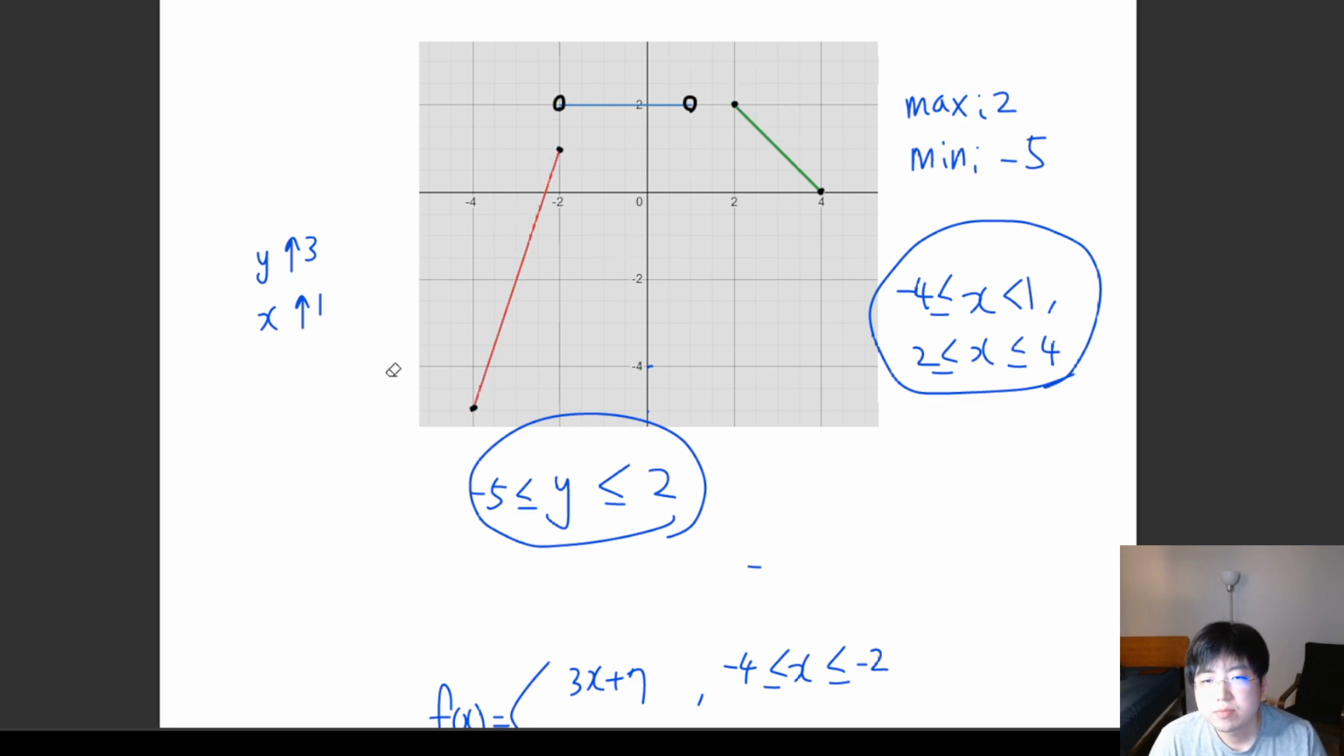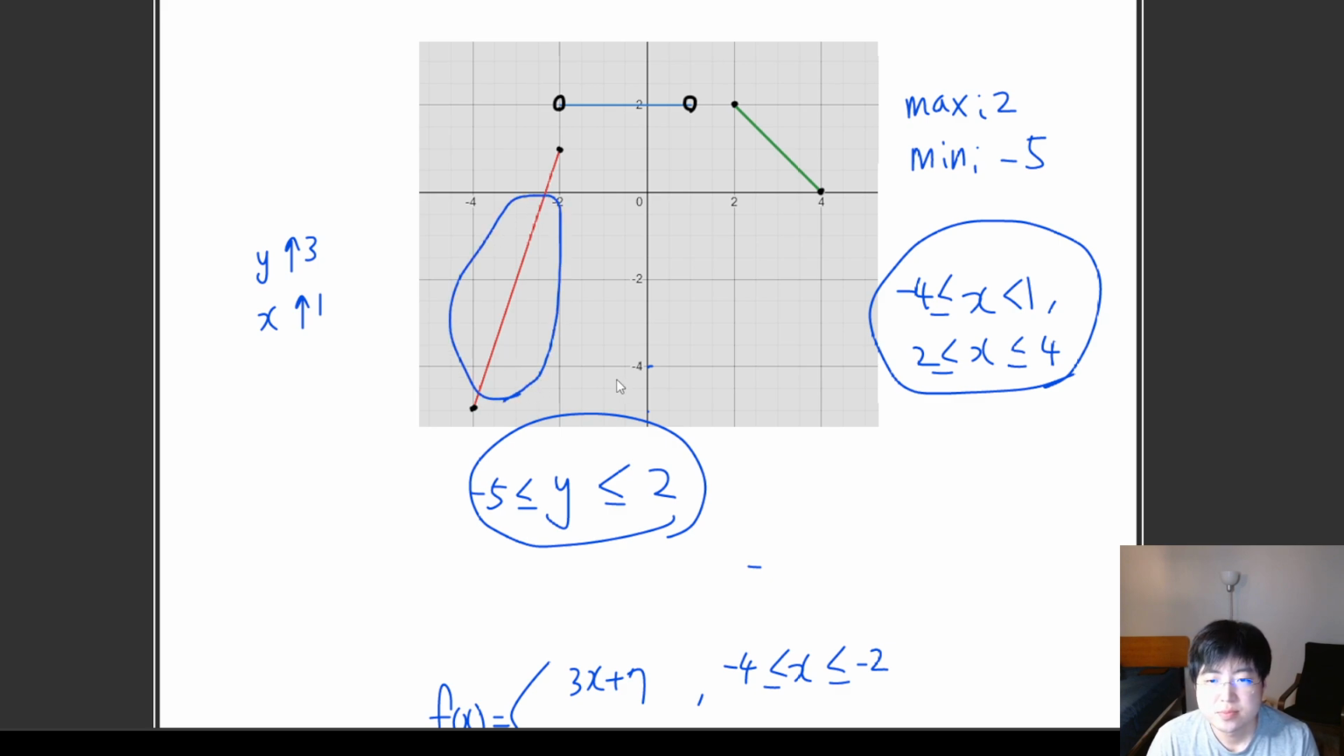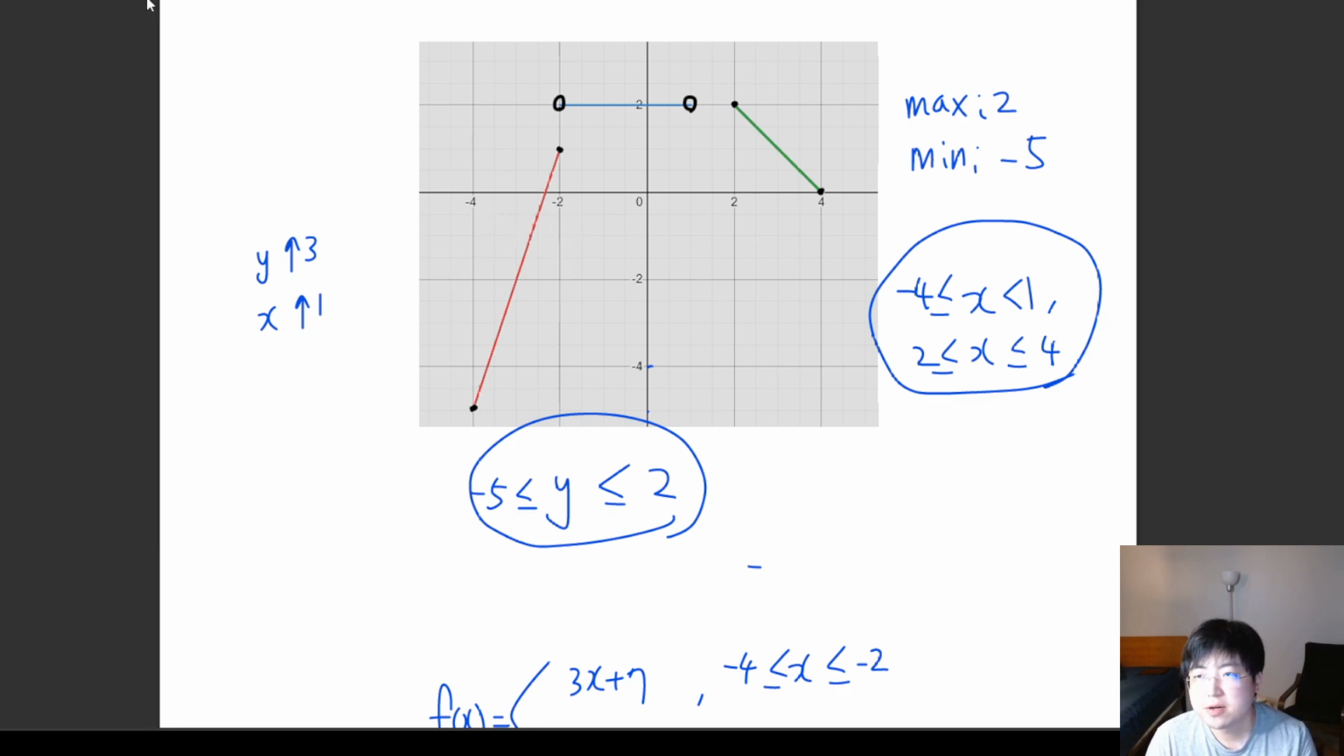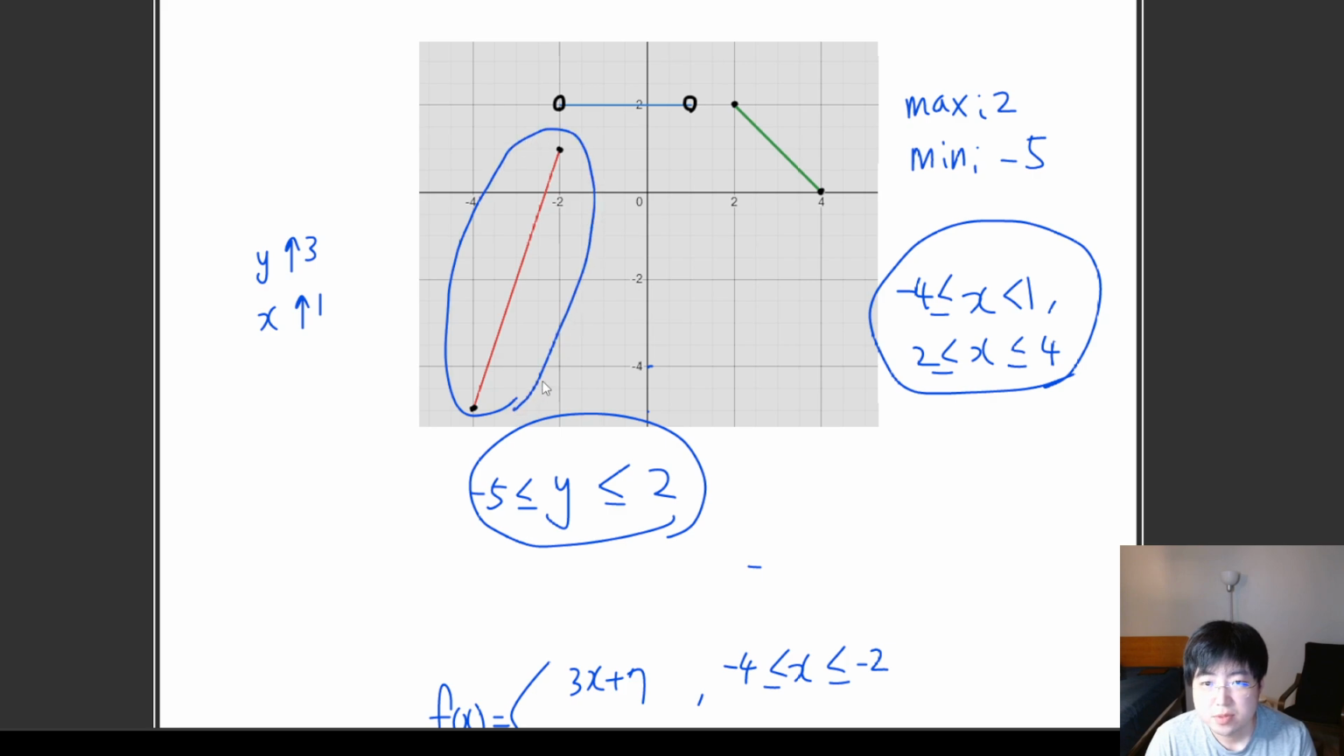And this function is positive on this portion, this portion, this portion. And this function is negative on this portion, okay? Finally, this function is increasing in this red portion, or we need to say strictly increasing, but anyways, increasing. And this green part is where this function is decreasing.